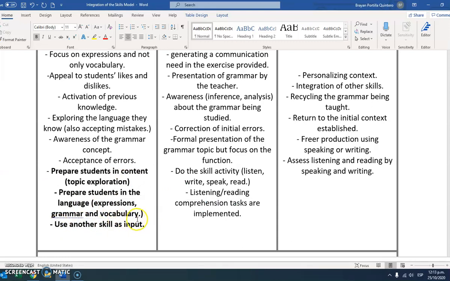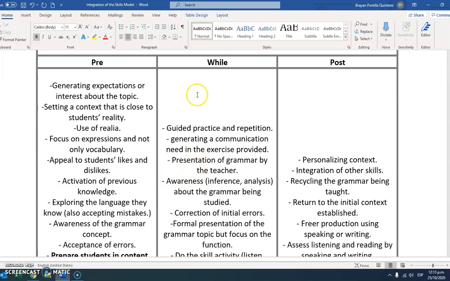So before the listening, students can talk about the topic, or they can be presented with vocabulary about that specific topic, and then they can read it, they can talk about it, or they can write about it. Then we go to the while stage. During the while stage, you do guided practice and repetition. Usually, in a lesson plan, you have repetition of elements and patterns, especially in grammar. You are always generating a communication need for the exercise provided.